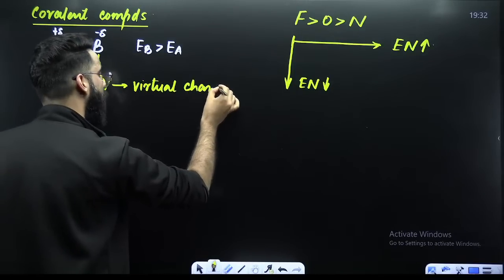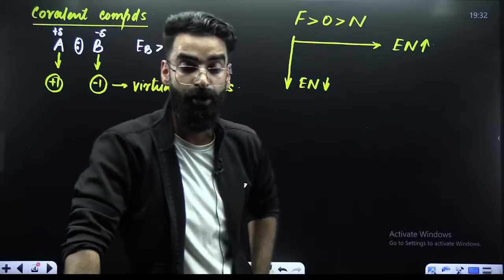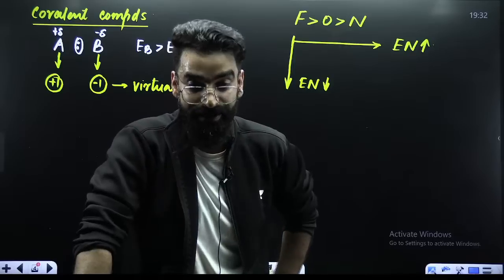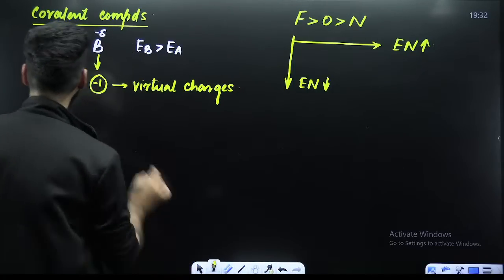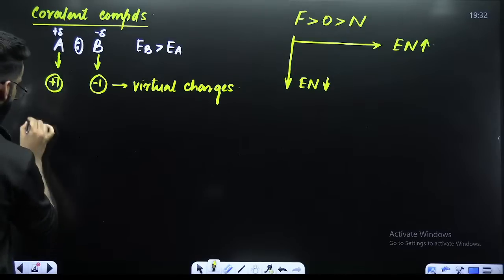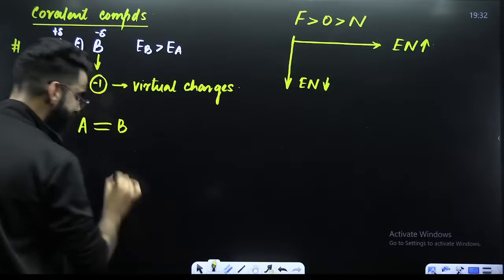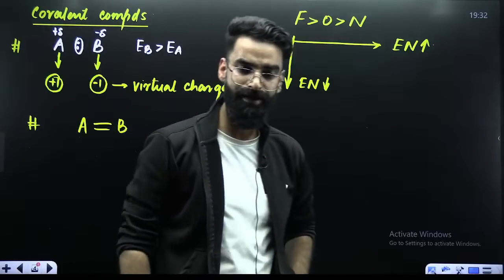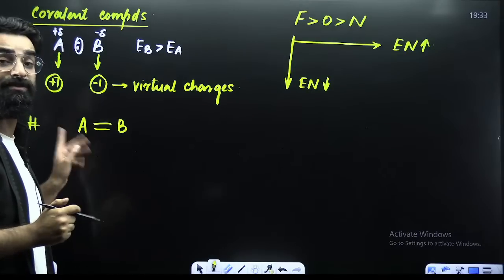So, in case of covalent compounds, the charges which arise on the atoms are all virtual charges. They are not the real charges. For example, let's say there's a double bond between A and B. And at the same time, I'm assuming B is more electronegative than A.